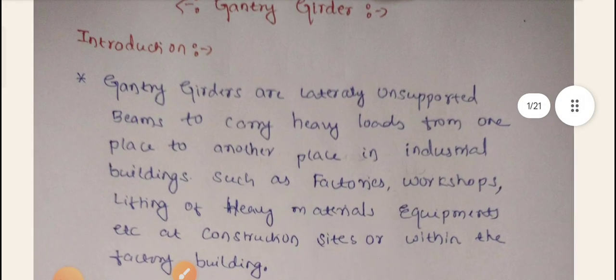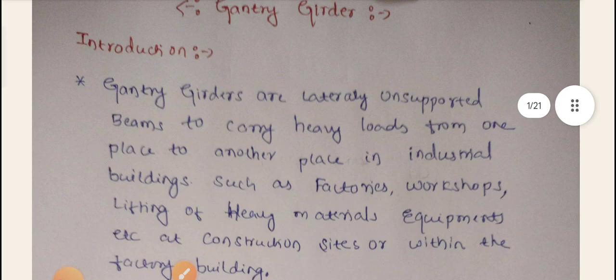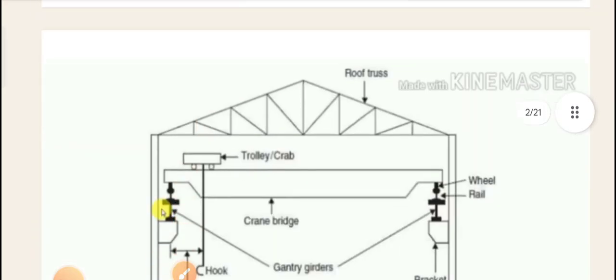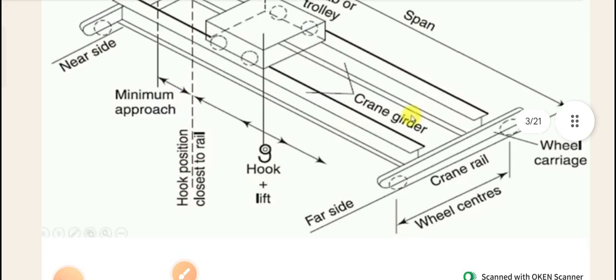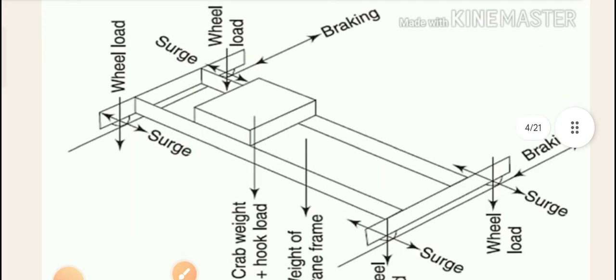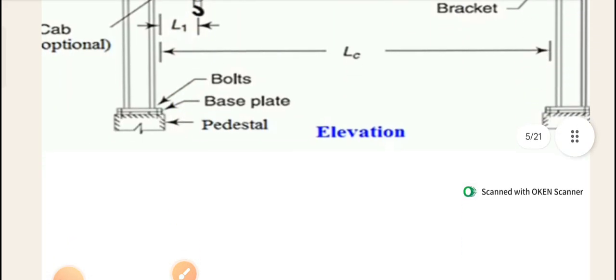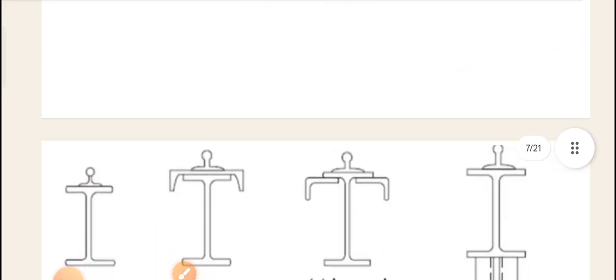So, now what we'll do in this lecture? We'll continue the previous part. Gantry is usually designed to carry heavy loads. It is used in industries and factories. These things have been studied in the last lecture. Now we will move to the next part.